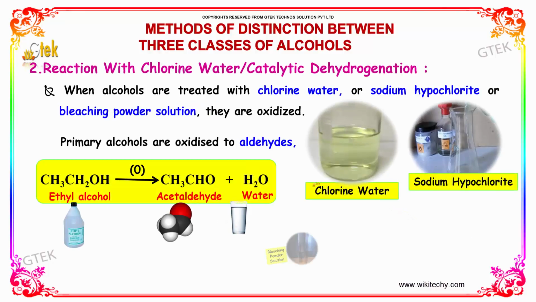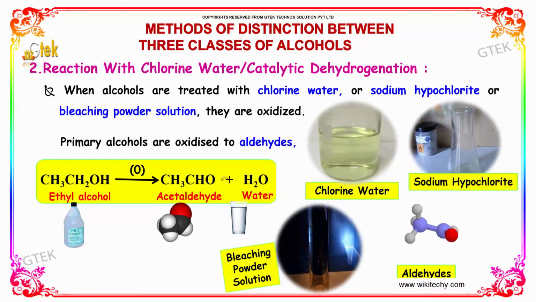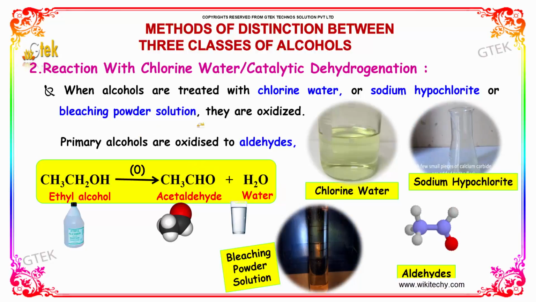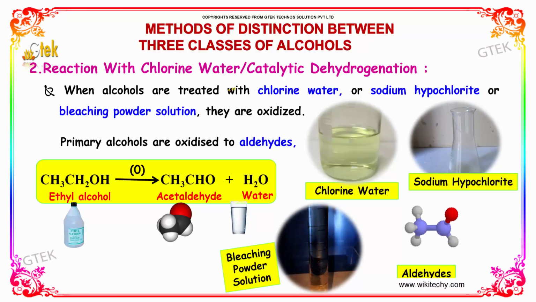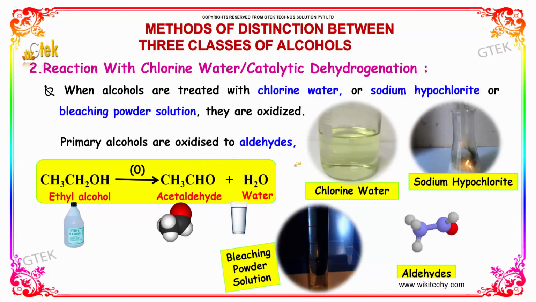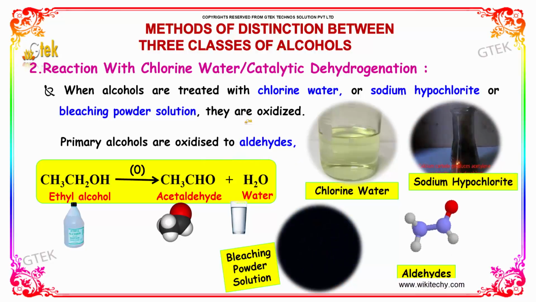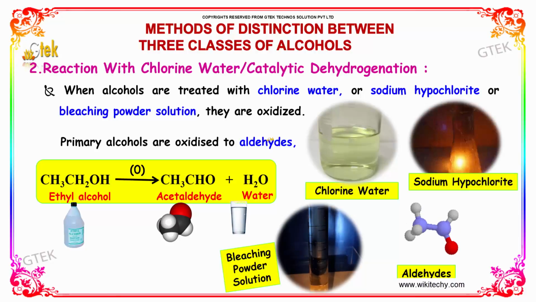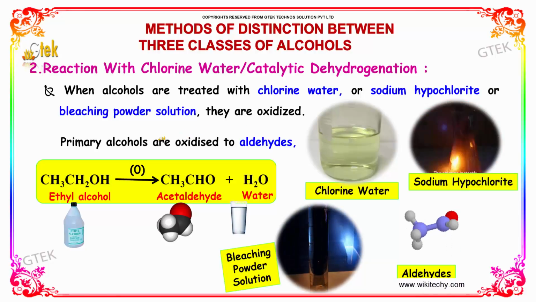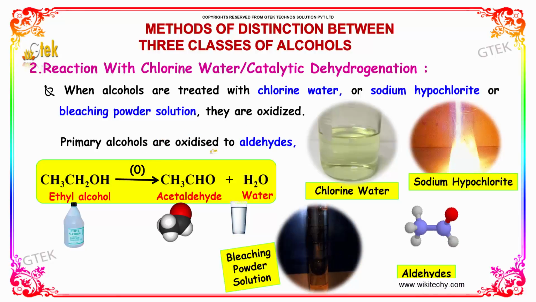Now let us study about the other types of distinction, that is reaction with chlorine water, also known as catalytic dehydrogenation. When alcohols are treated with chlorine water or sodium hypochlorite or bleaching powder solution, they get oxidized. Oxidized in the sense of addition of oxygen. Primary alcohols are oxidized to aldehydes.